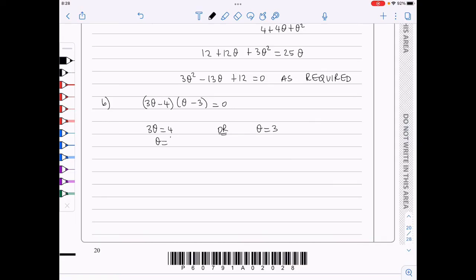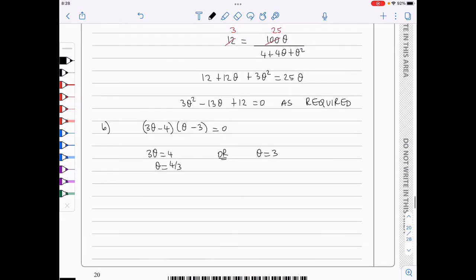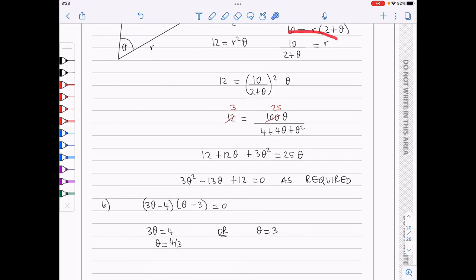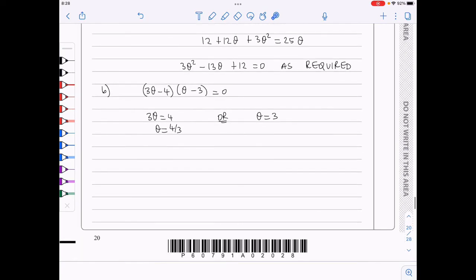Now we have theta is 4 over 3, and I can now proceed by substituting theta here to get the value of r. So if theta is indeed 4 over 3, then r will be 10 over 2 plus 4 over 3, which turns out to be 3 centimeters. If theta is 3, then r is 10 over 2 plus 3, which is 2 centimeters.